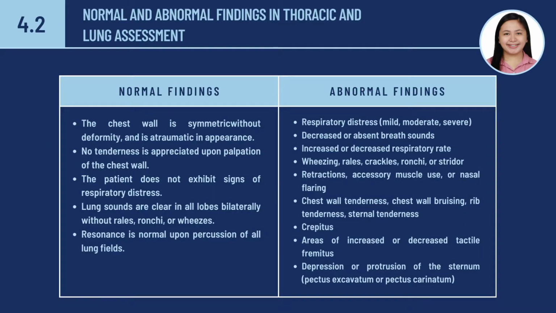The normal and abnormal findings in thoracic and lung assessment. Normal findings. The chest wall is symmetric without deformity and is atraumatic in appearance. No tenderness is appreciated upon palpation of the chest wall. The patient does not exhibit signs of respiratory distress. Lung sounds are clear in all lobes bilaterally without rales, rhonchi, or wheezes. Resonance is normal upon percussion on all lung fields.